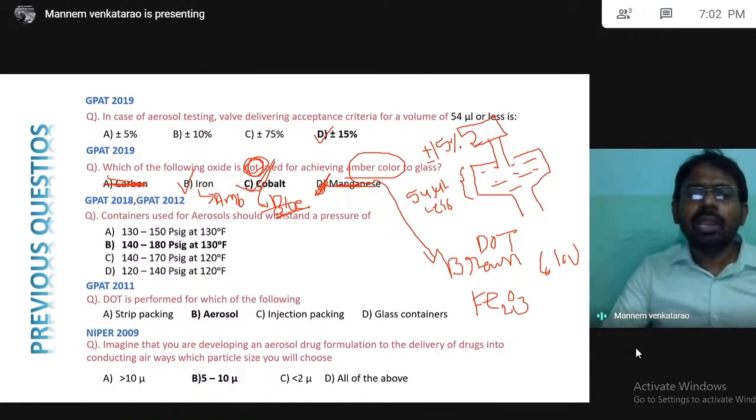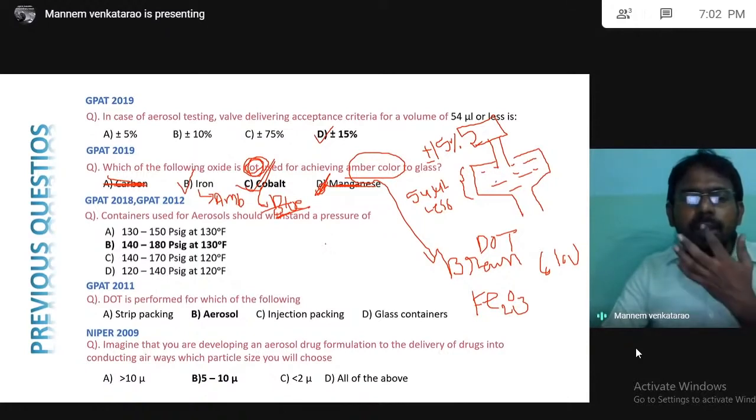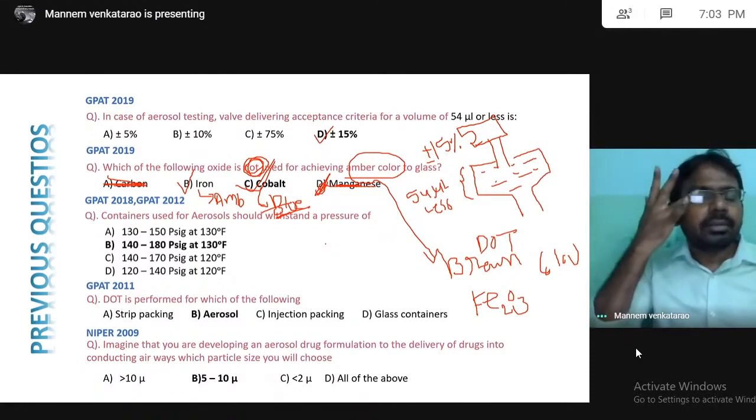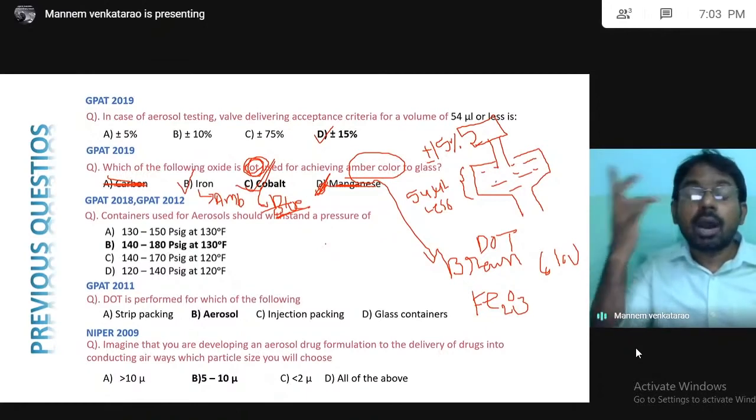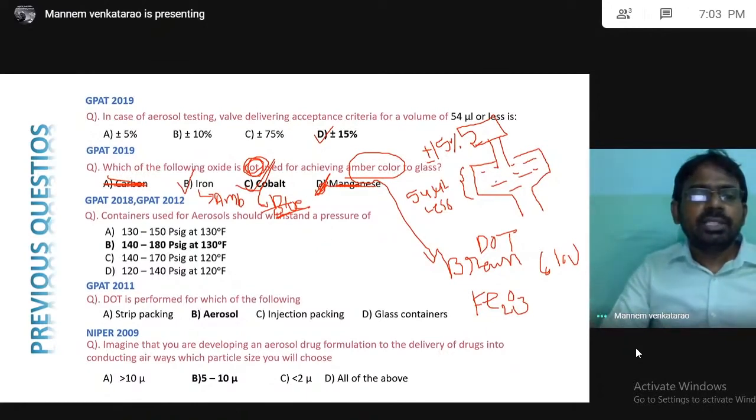Likewise, you have to eliminate the options. It is impossible to know everything in pharmacy. That's why you have to apply your knowledge. You have to apply your thinking. That is called aptitude. They want to check your aptitude, how you are responding. That's why likewise you have to screen the options also. Next one is GPAT 2018 and GPAT 2012.